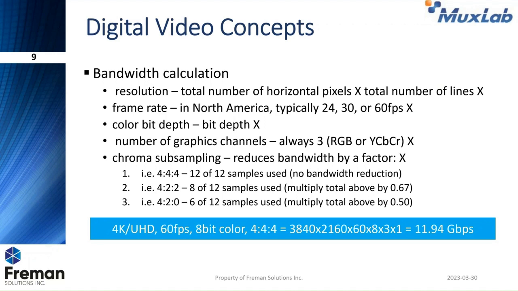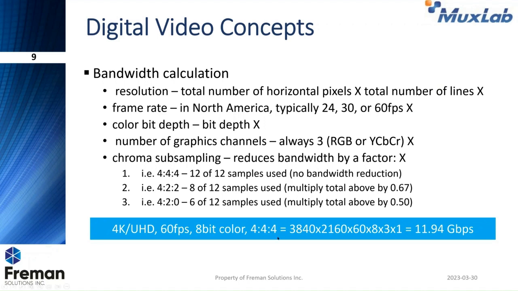So when you multiply all that, then you add an extra factor, which is the chroma subsampling or the color compression. If you have a 444 image, you multiply by 1. There's no reduction in bandwidth through chroma subsampling. But if you have a 420, you multiply by 0.5 because you have reduced the total bandwidth in half.